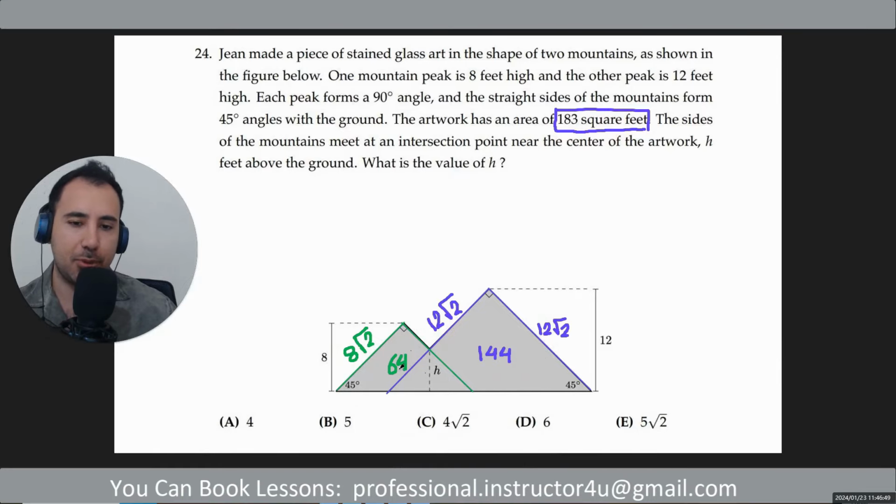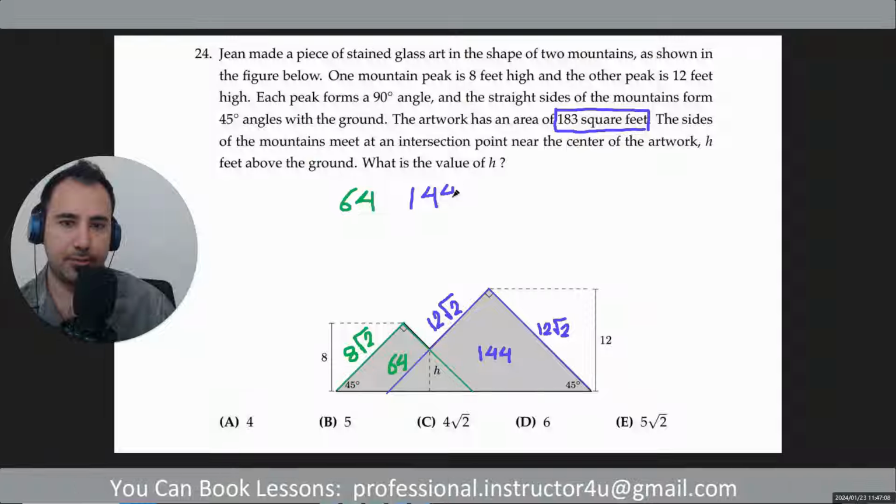So now I have a question for you. If I add the purple area to this green area, is it going to be 183, more or less? Let's see. Now if I go 64 and add it to this 144, I'm going to get 208. But the total area says it's 183. How can we explain that?